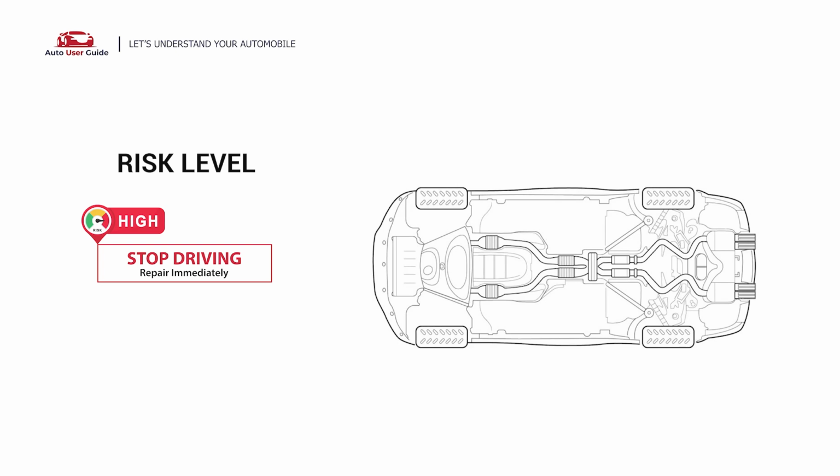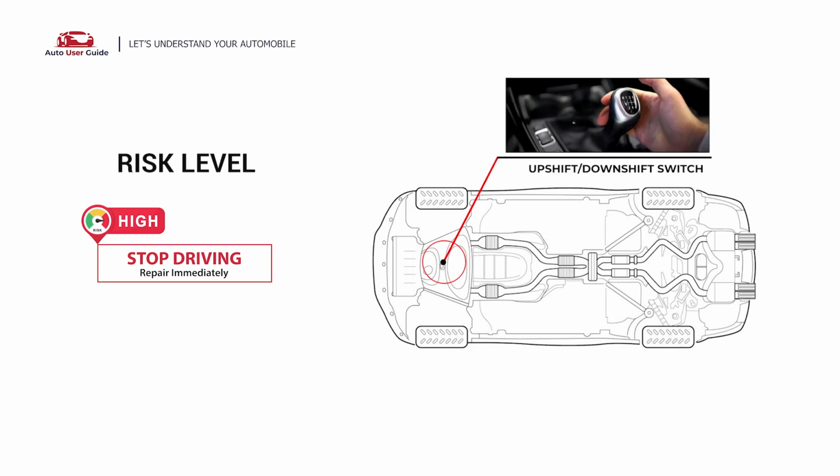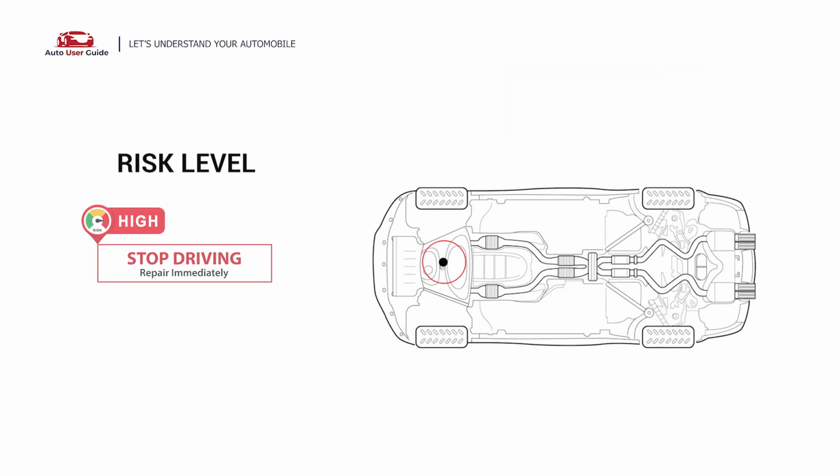The P0826 indicates a problem in the upshift or downshift switch circuit, which could prevent the proper operation of the transmission. The switch is responsible for sending signals to the vehicle's transmission control module, TCM, to select the appropriate gear.